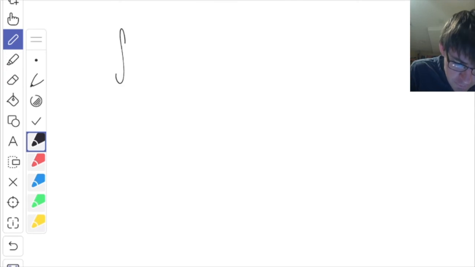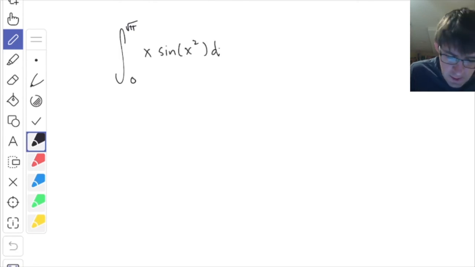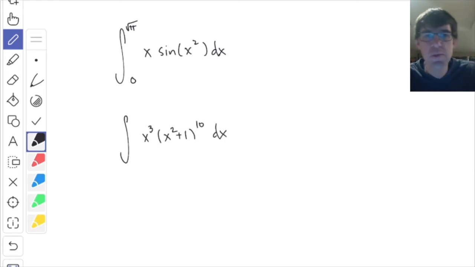How about first one? Integral 0 to root pi of x sine of x squared dx. That's a fairly straightforward one, and then this one is a weird one which requires a tricky little step, if all those other ones were too easy for you. All right. So how about let's take 5 minutes or so, work on those, and then we'll go over them.